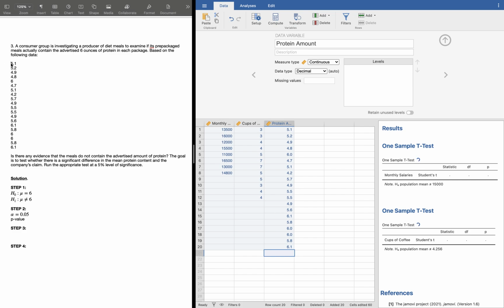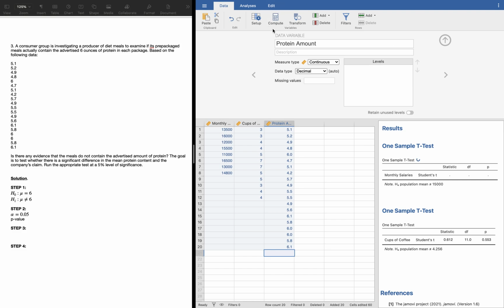Let's try to check that. 1, 2, 3, 4, 5, 6, 7, 8, 9, 10, 11, 12, 13, 14, 15, 16, 17, 18, 19, 20, 21. There's 21? What? Let me recount. 1, 2, 3, 4, 5, 6, 7, 8, 9, 10, 11, 12, 13, 14, 15, 16, 17, 18, 19, 20. That's 20. So we have 20 data points. So pretty much that's correct.